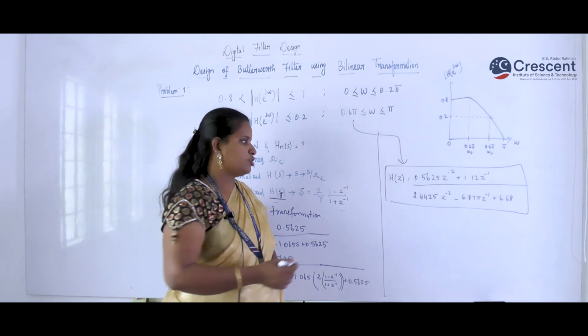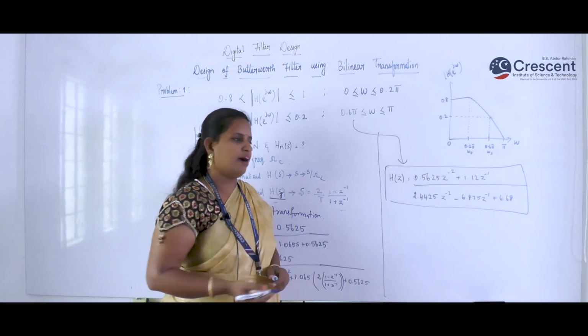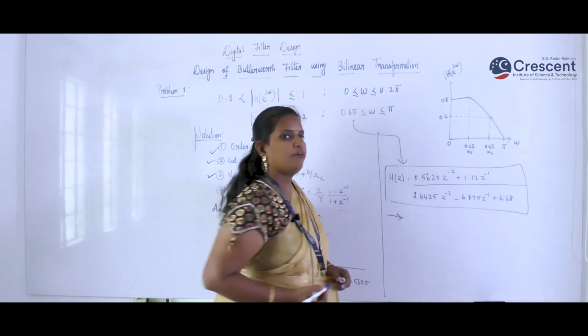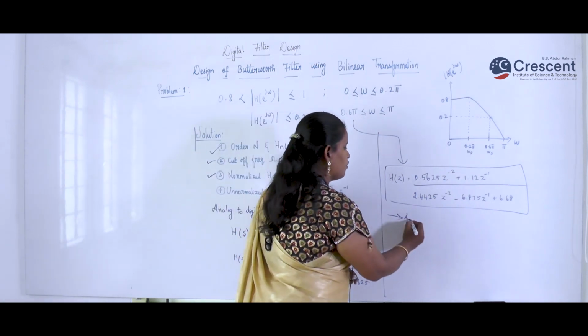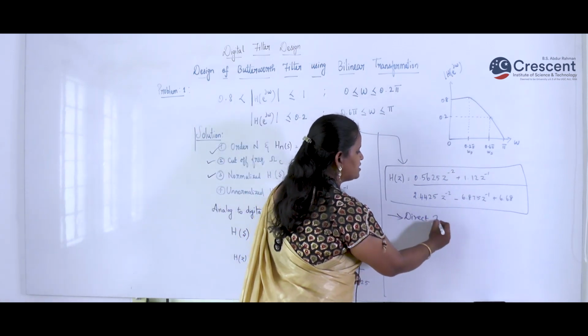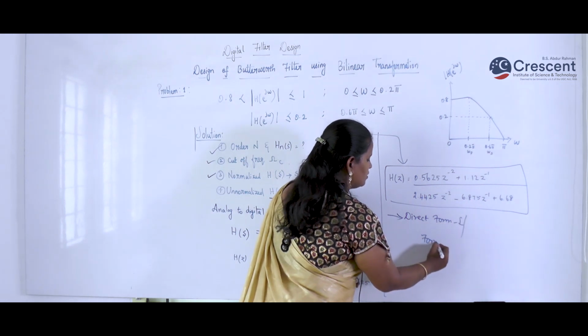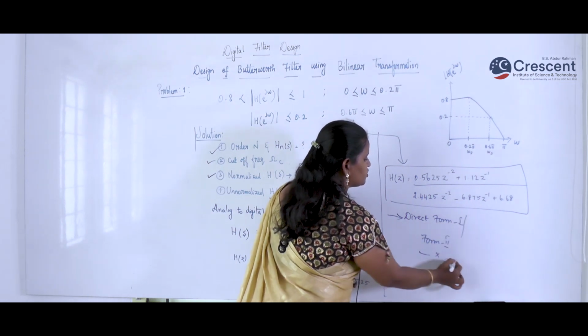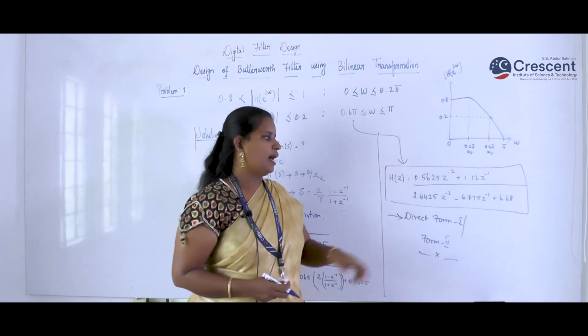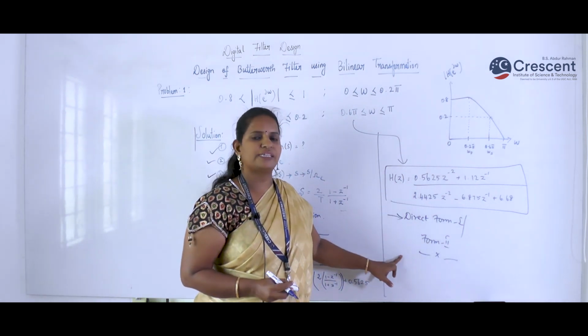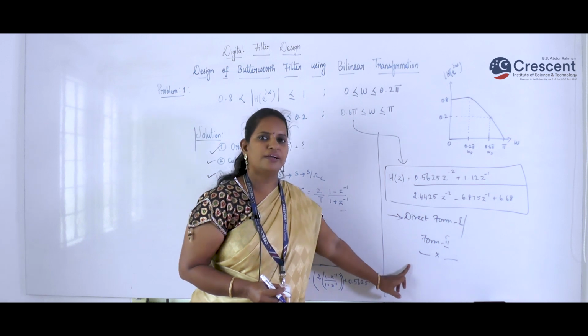This H(z) transfer function has to be implemented in direct form 1 or by using direct form 2. So realization of a digital filter is very important. After finding H(z), we have to realize it either by using direct form 1 or direct form 2.